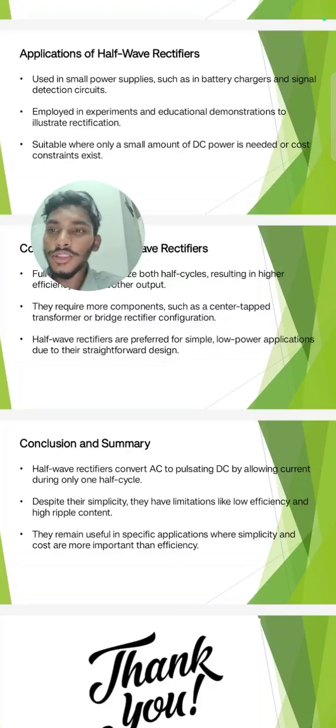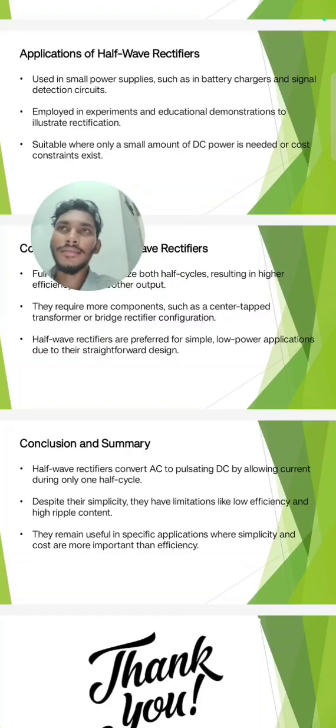So the conclusion is that the half wave rectifier converts AC into pulsating DC by allowing current during only one half cycle, the positive half cycle. Despite their simplicity, even though they are low cost and simple to construct, they have limitations like low efficiency and high ripple content. So they remain useful in specific low power applications, where simplicity and cost are more important than efficiency.